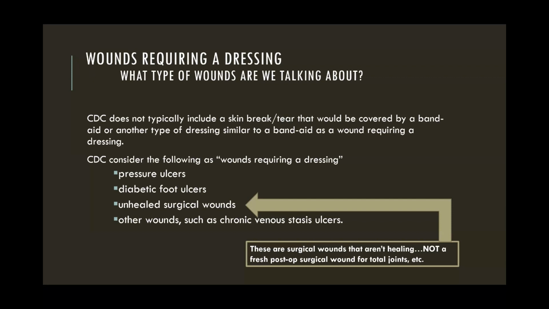What type of wounds are we talking about when we say wounds requiring dressing? CDC does not typically include a skin break or tear that would be covered by a Band-Aid or another type of dressing similar to a Band-Aid as a wound requiring a dressing. CDC considers the following as wounds requiring a dressing: pressure ulcers, diabetic foot ulcers, unhealed surgical wounds, other wounds such as chronic venous stasis ulcers. On the unhealed surgical wounds, these are surgical wounds that are not healing. This is not a fresh post-op surgical wound for total joints, etc.